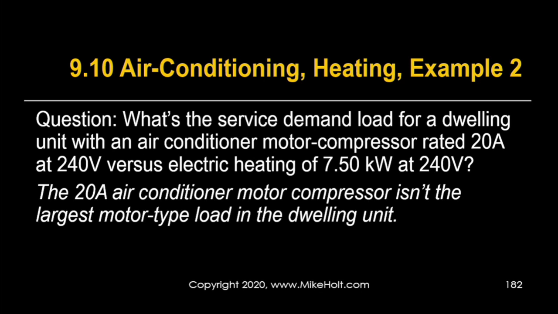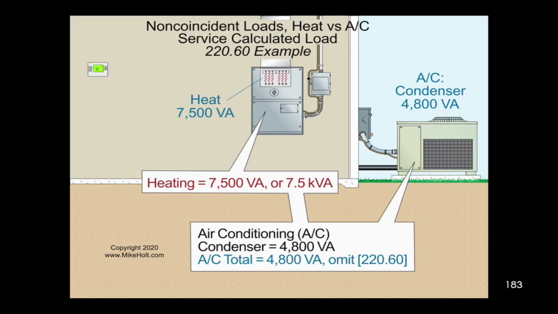Let's take a look at another one. What's our service demand load for a dwelling unit with an air conditioner motor compressor rated at 20 amps, 240 volts, versus electric heating at 7,500 watts at 240 volts? The 20 amp air conditioner motor compressor isn't the largest motor type load in the dwelling unit. So that means each of those will be done at 100%, okay? So what I've got is my heat at 7,500. And then I've got my 20 amps, 240 volts, that's 4,800.